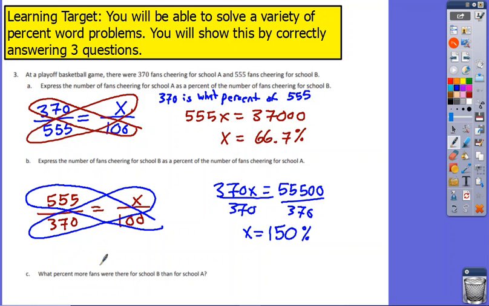What percent more fans were there for School B than for School A? So School B is 150% of that. So what they're saying is not looking at the percentage between them, but what percent more. So that would be 50% more because we had that 100, which meant the same number plus another 50.